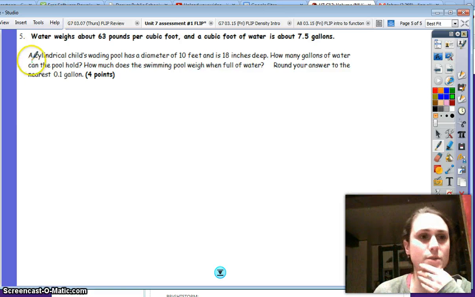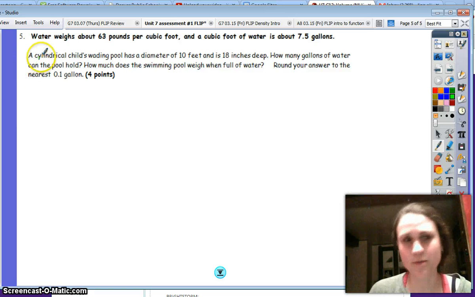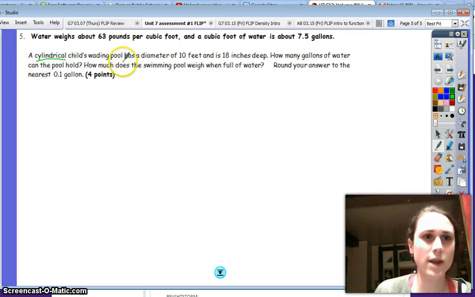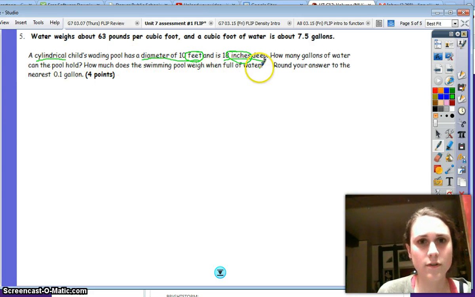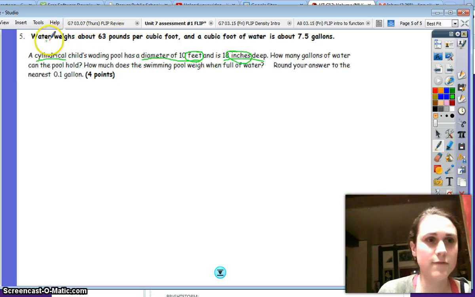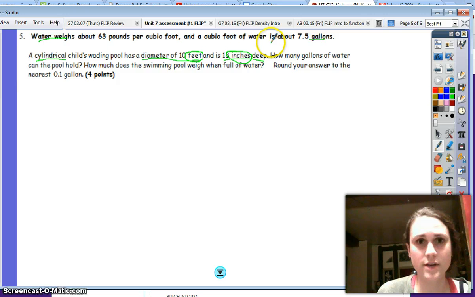First thing I'm going to do is read this question. And I'm going to underline what's important. A cylindrical child's wading pool, it's like a swimming pool, has a diameter of 10 feet and is 18 inches deep. I'm noticing two different units. How many gallons of water can the pool hold? How much does the swimming pool weigh when full of water? Round your answer to the nearest tenth of a gallon. And then I notice that there's some bold-faced information up here that's giving me some information about how much water weighs, and then how many gallons a cubic foot of water is.